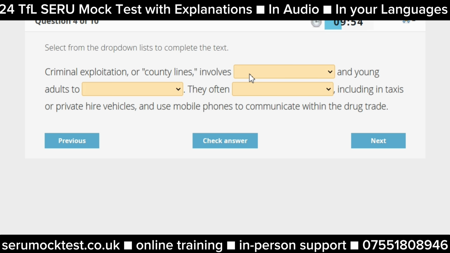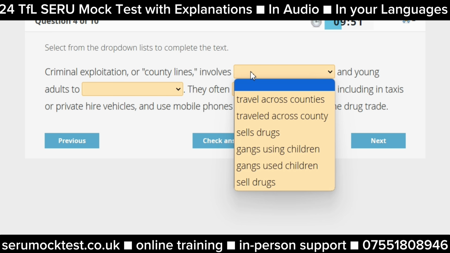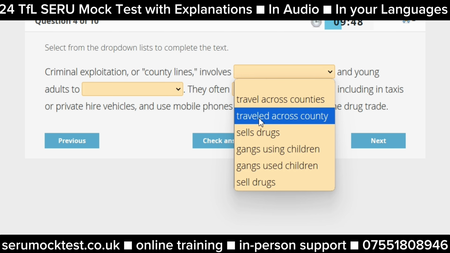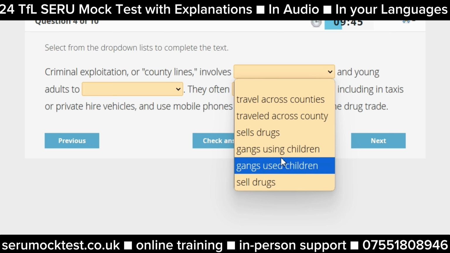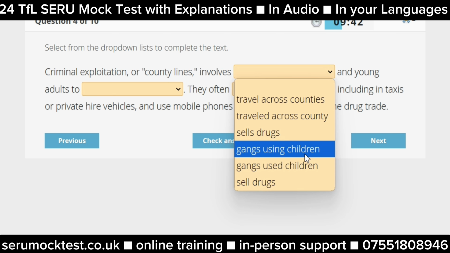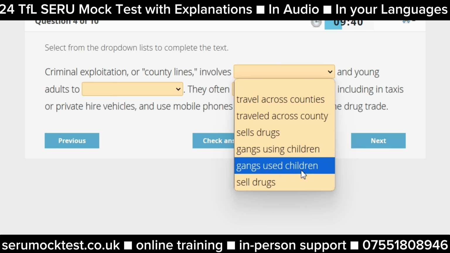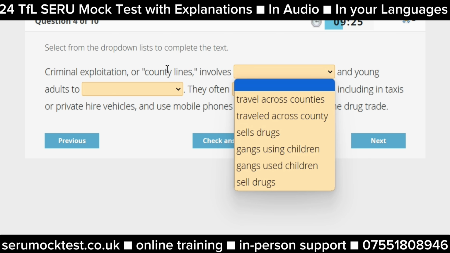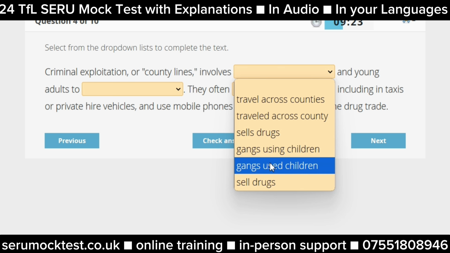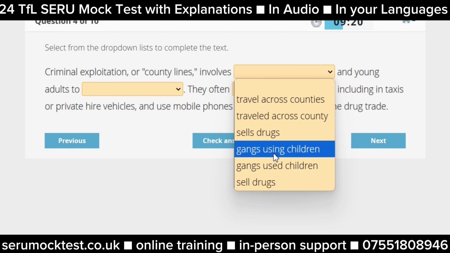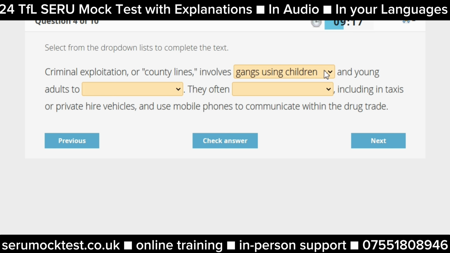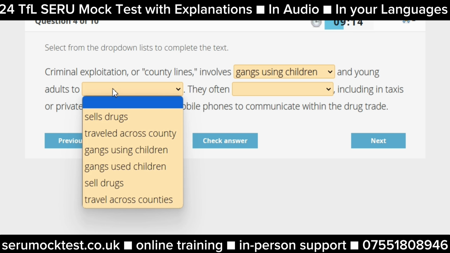Criminal exploitation or county lines involves travel across counties. No, involves gangs using children, gangs used children. Which one is it? Think about it. Obviously, I'm going to tell you which one it is, but you think about it as well. So it's referring to an action that is ongoing. It's describing an action that is always ongoing. Therefore, we are going to pick this one. Gangs using children and young adults to sell drugs.